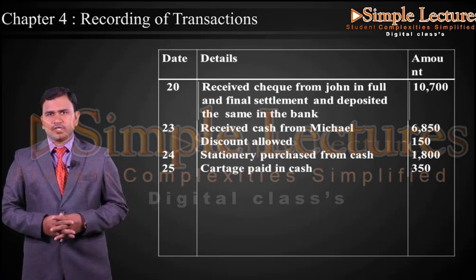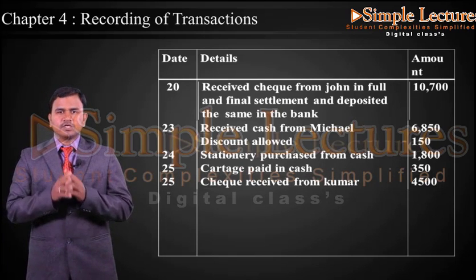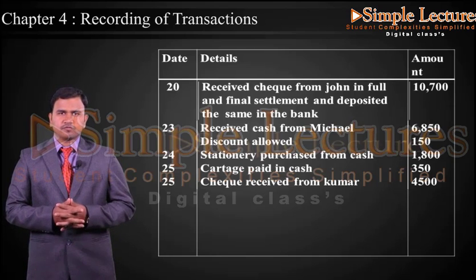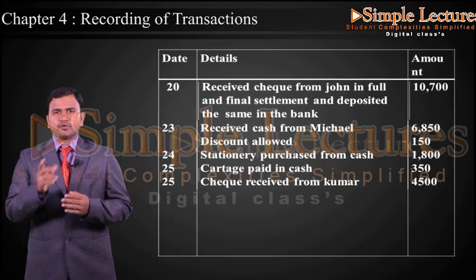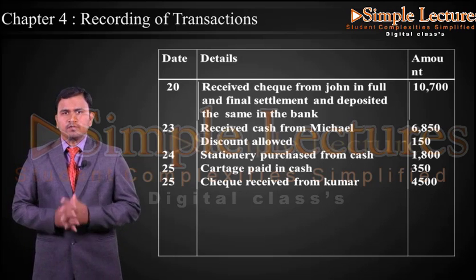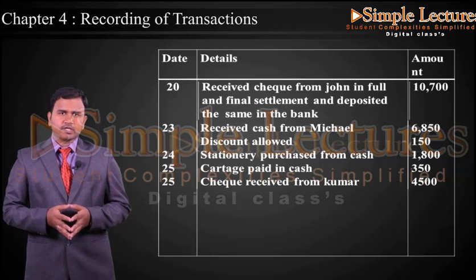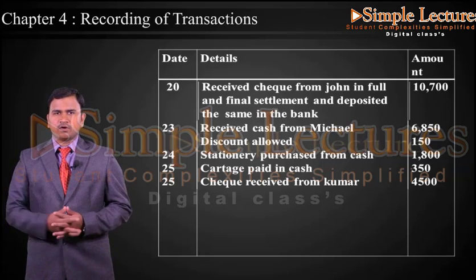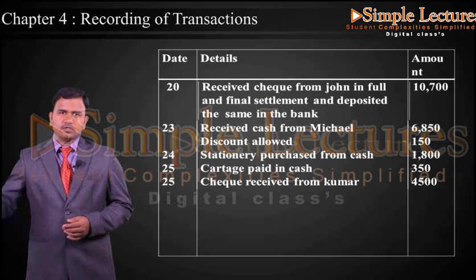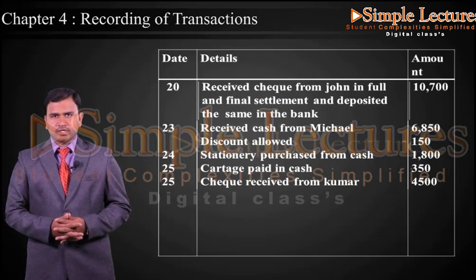Next transaction we have on August 25th, where the transaction is check received from Kumar 4,500. So now we have received the check but it is not deposited into the bank. So now we will be getting the cash, since this entry will be recorded in the cash amount column in the debit side. So coming to the debit side, the entry will be on August 25th to Kumar account and the amount will be considered in the cash amount column 4,500.